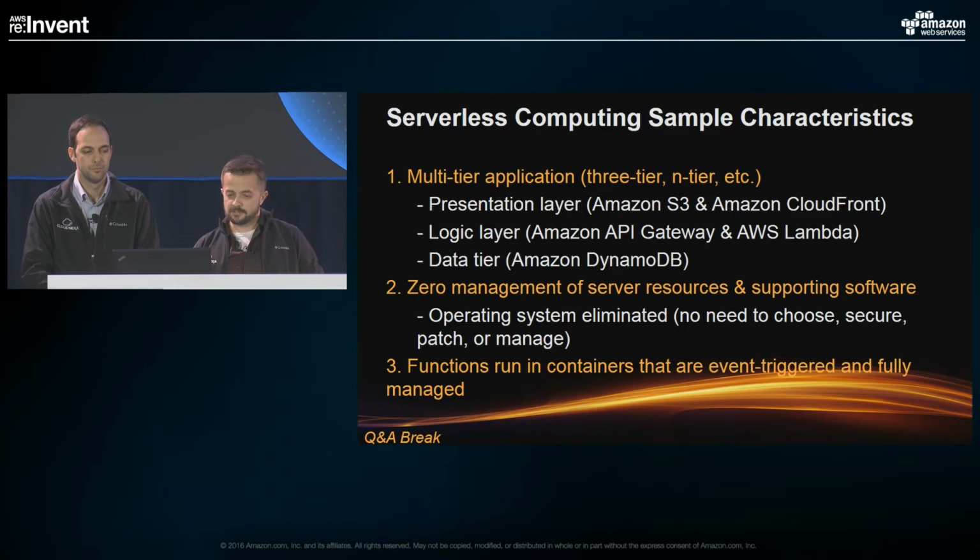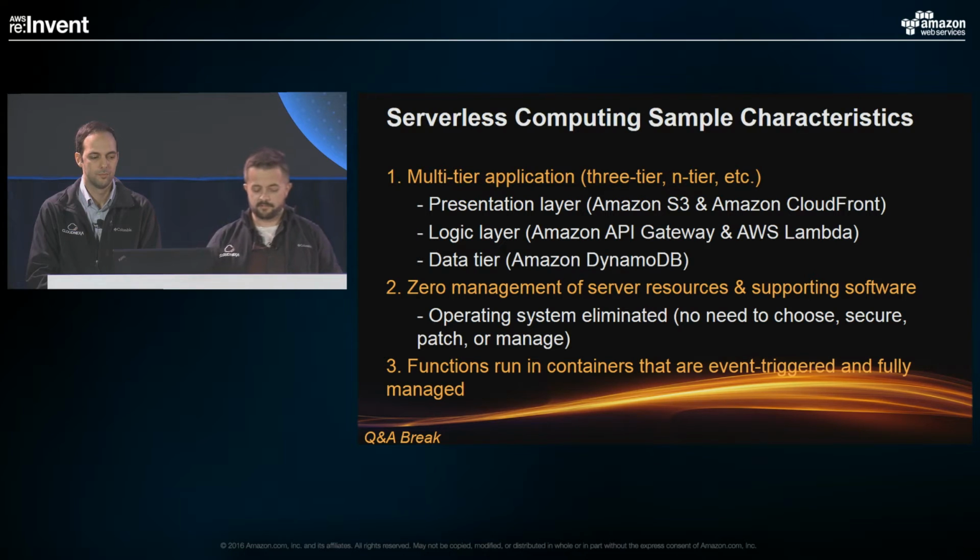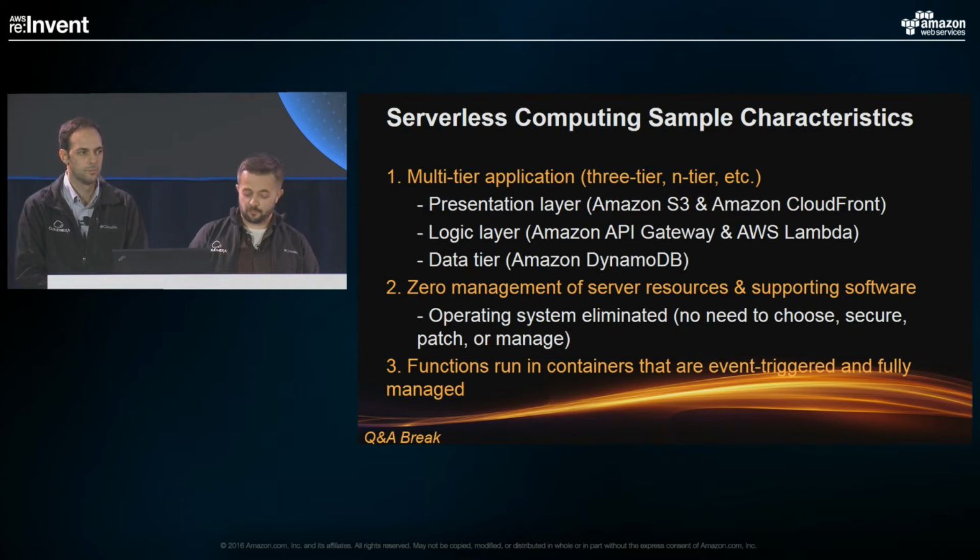What does this mean to us? Well, it means zero management of server resources and supporting software. The operating system has been eliminated. We don't have to focus on aspects like architecting for high availability. We don't have to look at server operating system management. We don't really have to worry too much about capacity planning or scaling. All of this is now fundamentally being taken care of for us by AWS.